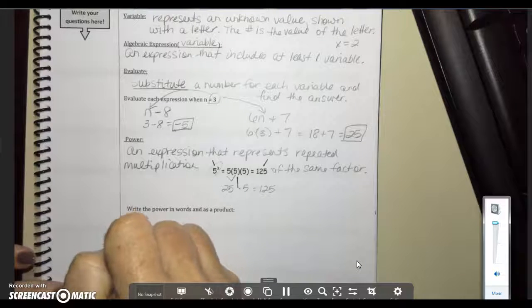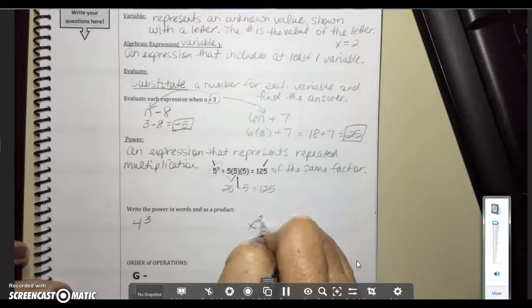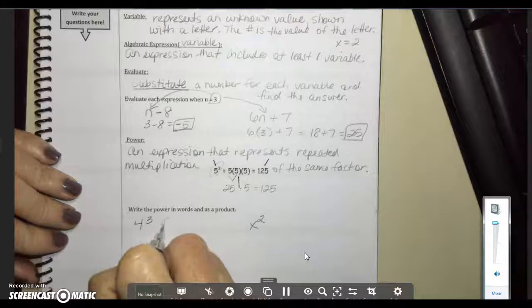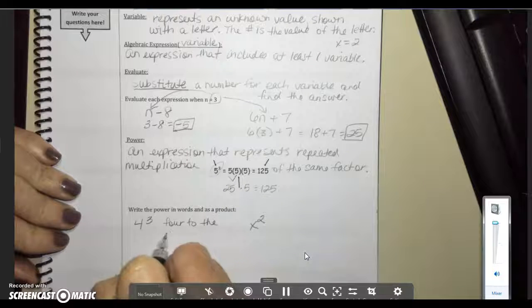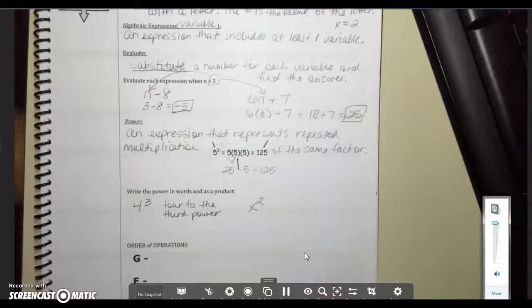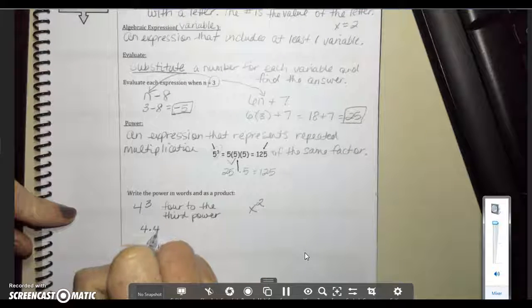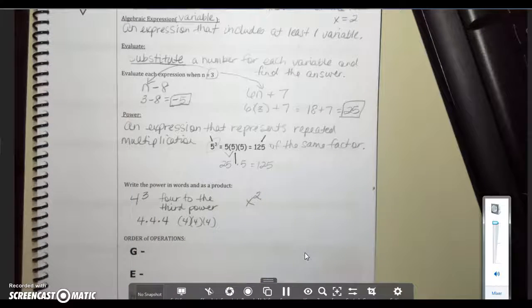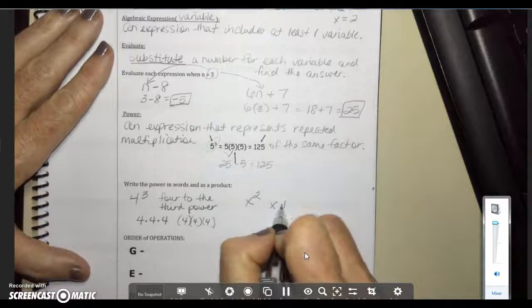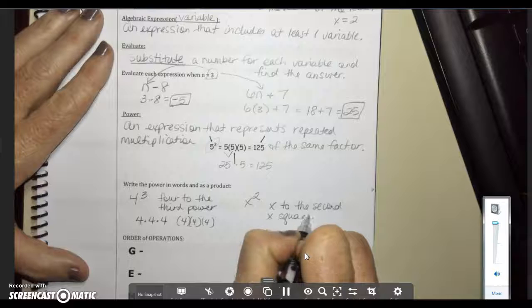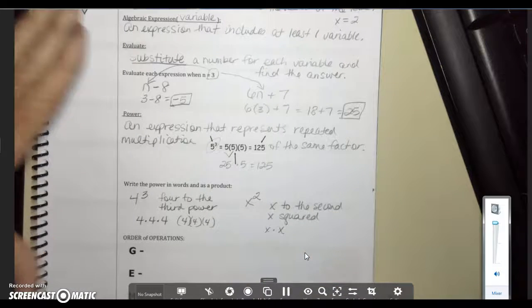Okay, so if I give you a couple of these, I want you to write both of those expressions both in words and as a product. So do that now. This would be 4 to the third power, and mathematically, what does it mean? 4 times 4 times 4. You can write that like this, or with parentheses in between. It's easier with the dots in between. What about the x with the 2? X to the second power, more likely x squared. And it means x times x.